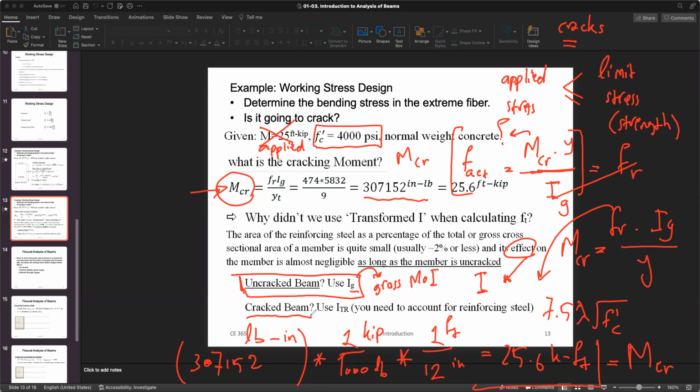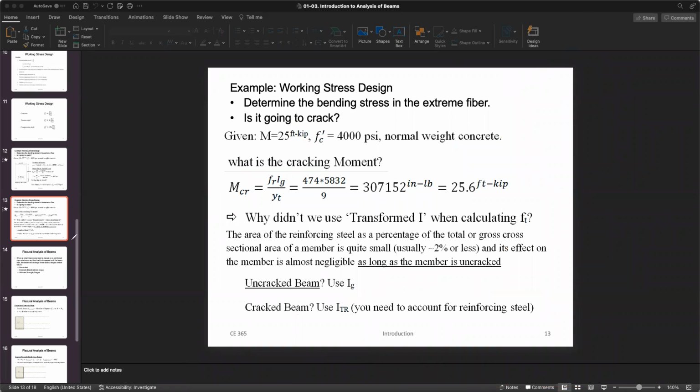If it's going to be cracked, the concrete will crack, and that would be a different story now. Over there, we need to use the transformed cross section. I'm going to solve an example for this. All right, let's see what we are talking about. Let me make sure of the problem. It's going to crack. All right, this is a good one. Let me do something. I'm going to erase this page and make a new one.